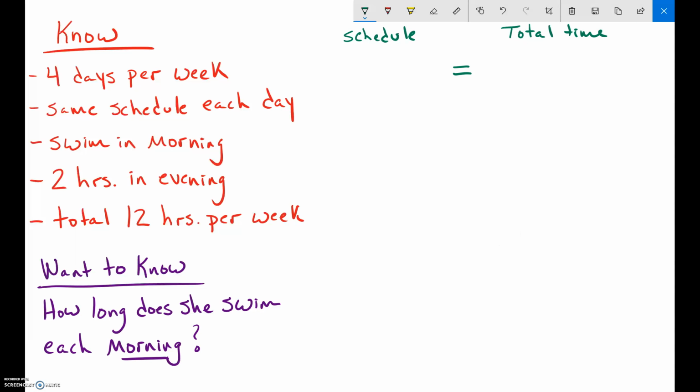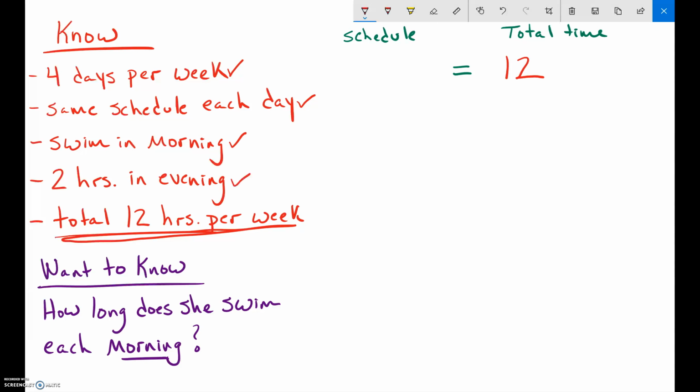So let's put in the easiest part that we know first, and that is we do know the total hours per week that she's swimming. It's 12. So the right-hand side of our equation is done. All we need now is her swim schedule represented as an algebraic expression. So we know there's 4 days in the week that she swims. We know that it's the same each day. We know that she swims in the morning and then 2 hours in the evening.